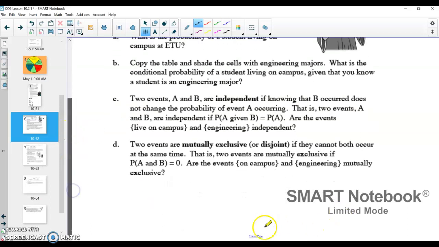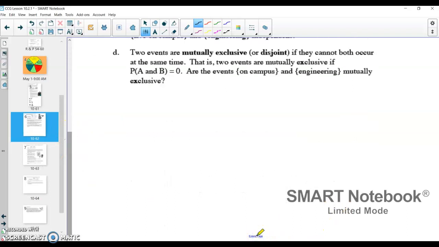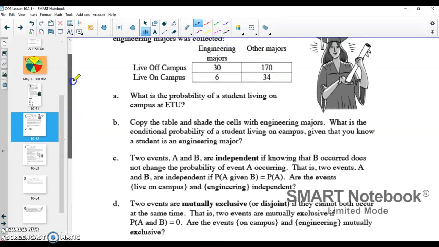And so that tells me that there are 40 people, for part A, sorry, there are 40 people living on campus, and then our sample space hasn't been shrunk yet, so we have to take into account everybody. And so what we do is we need to add up everybody that we know in this sample space. So 6 plus 30 plus 170 plus 34.